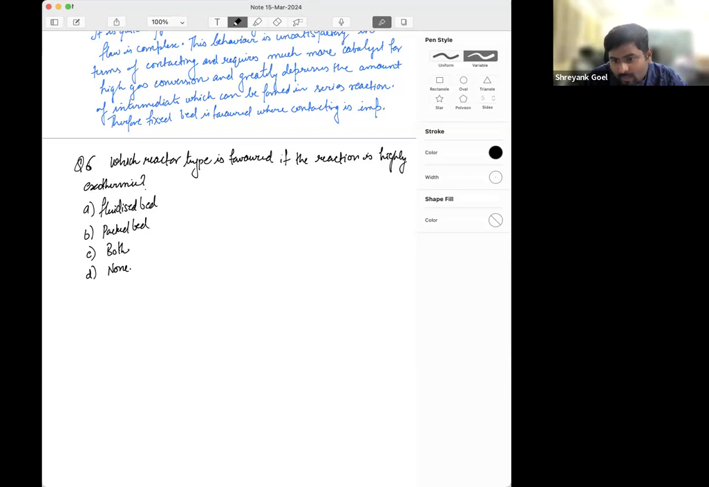Fluidized bed, gas velocity is higher in fluidized than packed. Mm, but if the reaction is highly exothermic, therefore high rate of convective heat transfer. Okay. Anything else? Yeah, you are going in the right direction, but do you want to say why not packed bed?